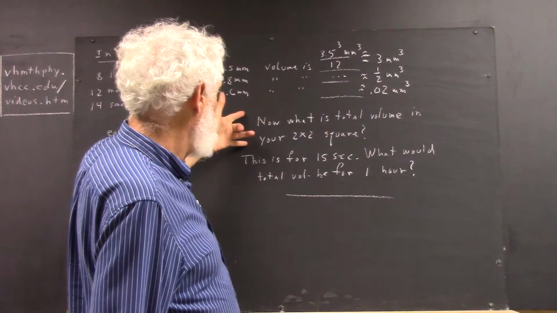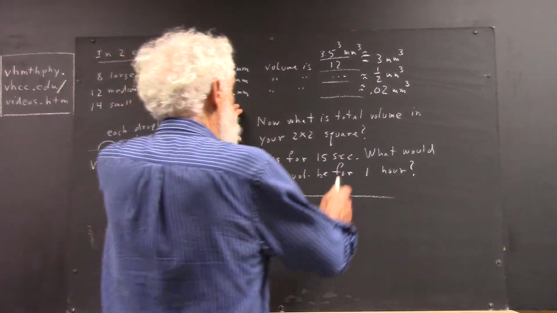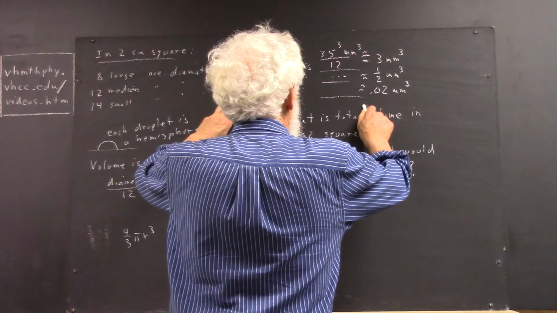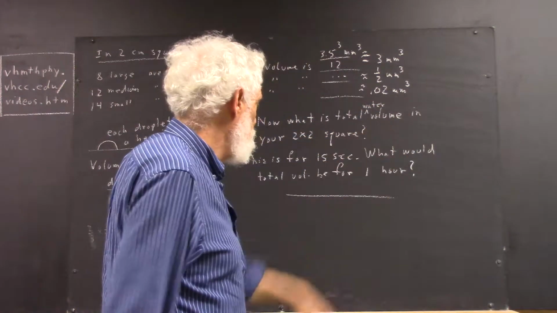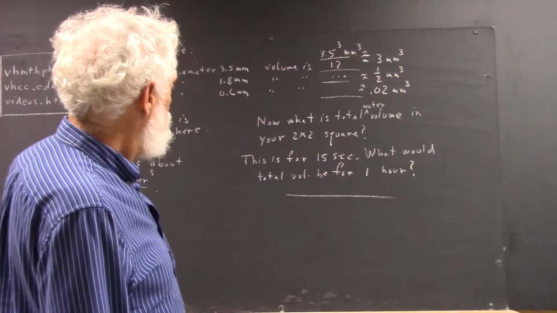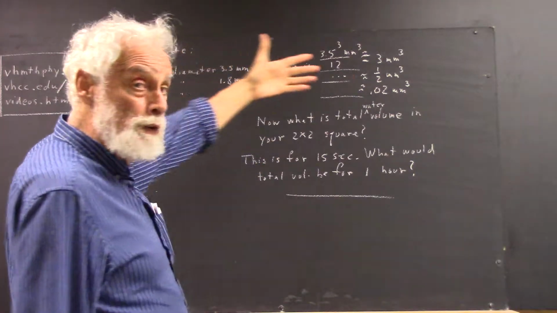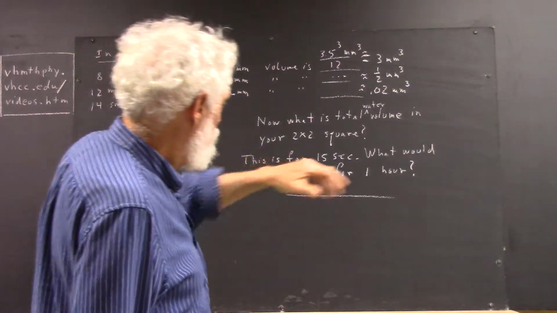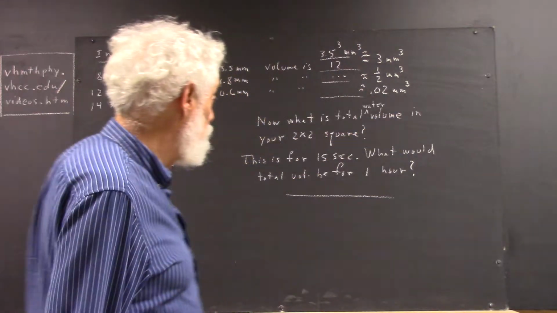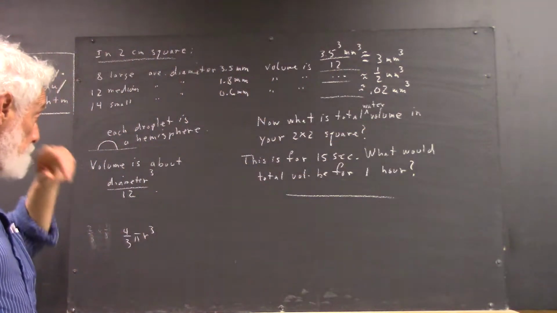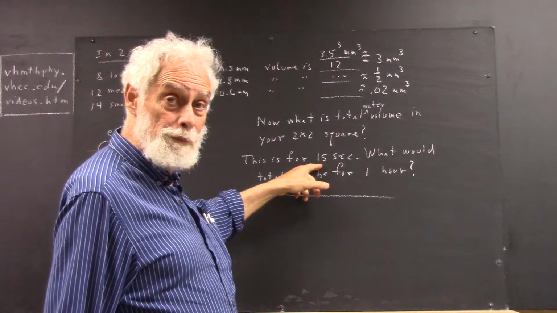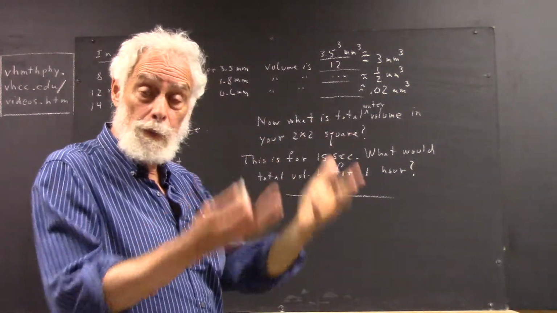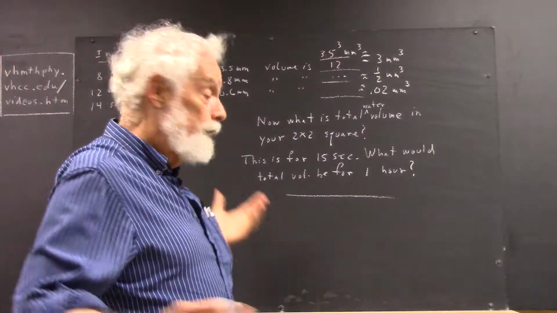So, what's the total volume? And I said total volume, total water volume, because we're talking about the volume of all the droplets in your 2x2 square, if these are your figures. And if you get these results, how are you going to figure out the total water volume? Okay? And then this is for 16 seconds. How much water volume would have fallen on that square in an hour?